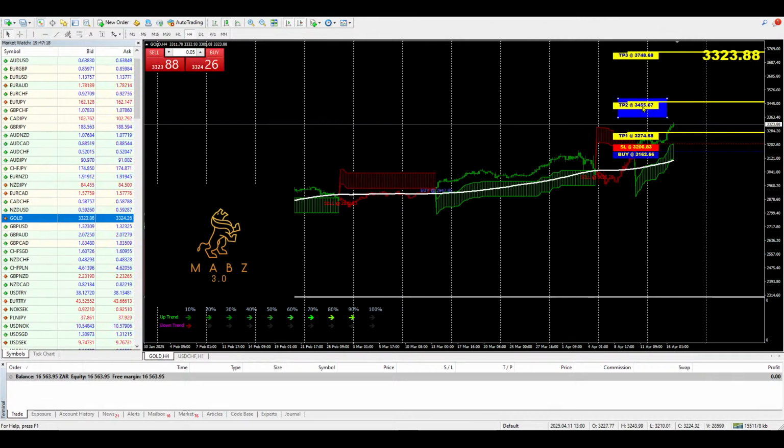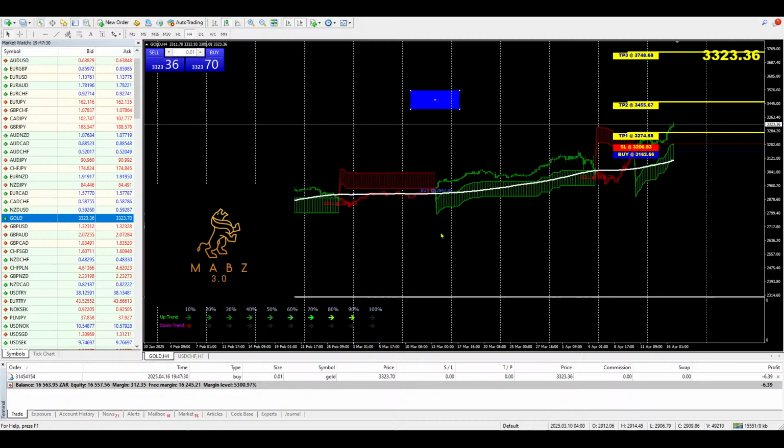TP3 is all the way up here. Okay, so now this is a good trade for us to take. So I'm just going to do that real quick. 0.01 because this is gold. And then I'm going to click buy, right? And then I'm just going to drag.